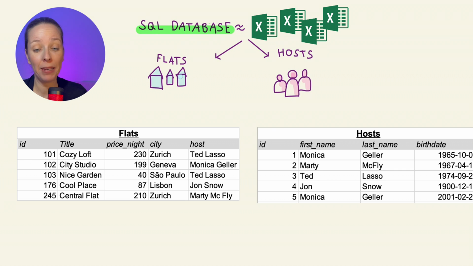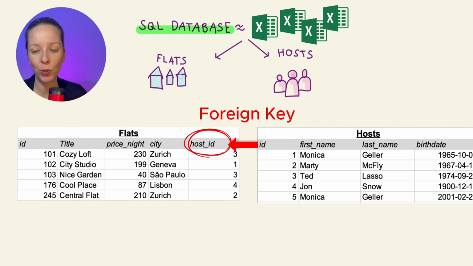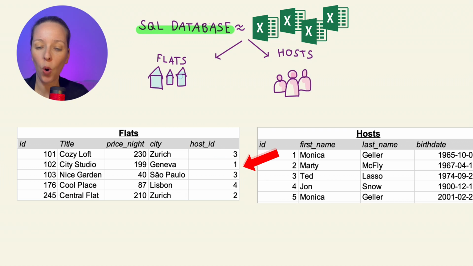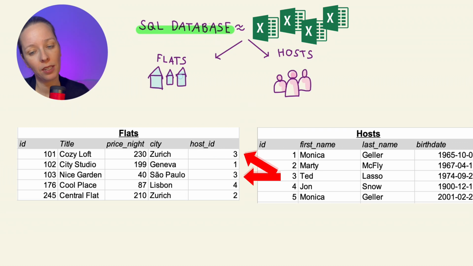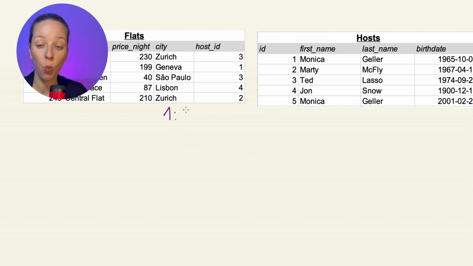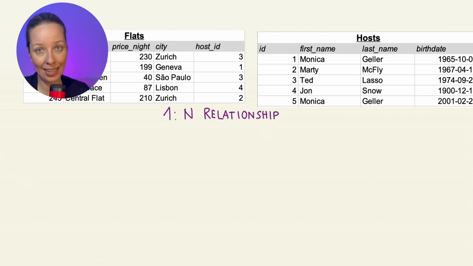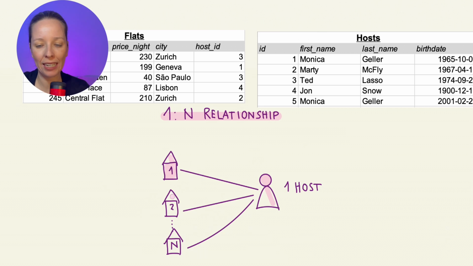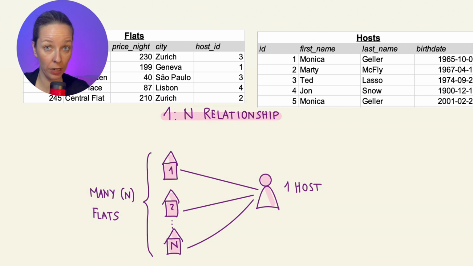With IDs in place, we can now introduce the concept of foreign keys to link the flats table to the hosts table. Now, instead of writing the full name of the host, each flat entry references the host ID from the host table. This structure forms a one-to-many or one-to-n relationship, where one host can have many flats, but each flat belongs to exactly one host and one host only.